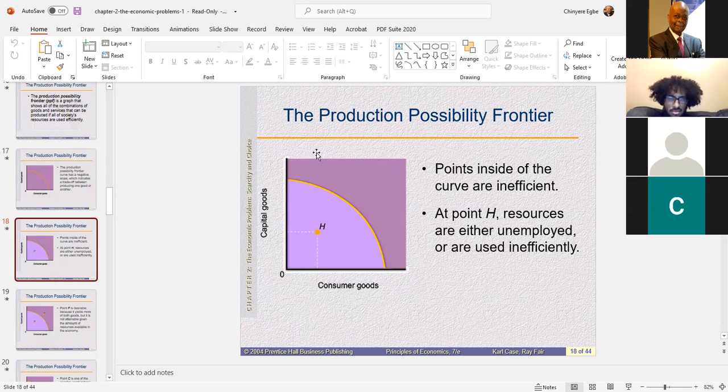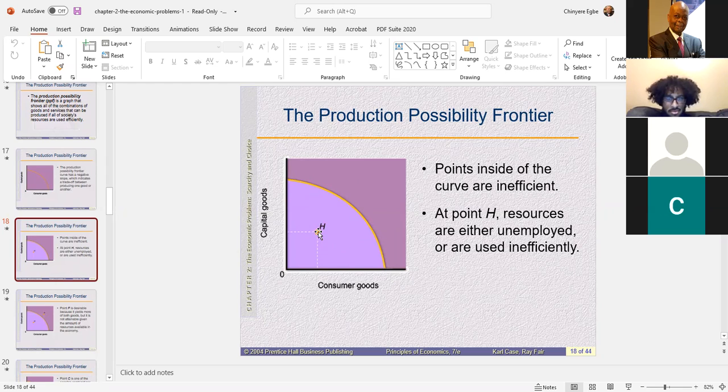Outside in that area, in the dark colored area, you are not capable of producing. But if you had more resources, you can extend the yellow line there. But you don't have sufficient resources to produce outside. So anything inside the light colored area, you can produce.